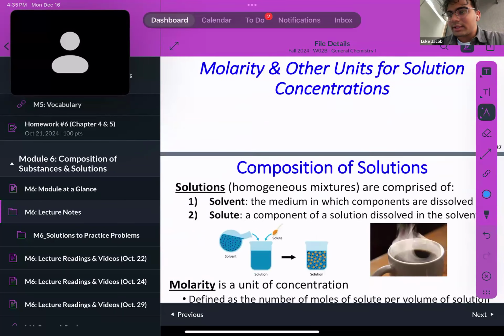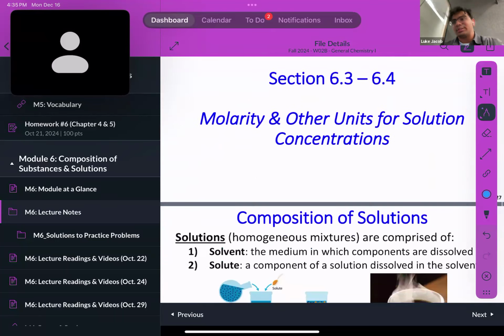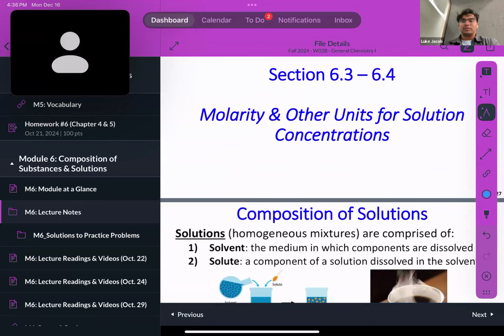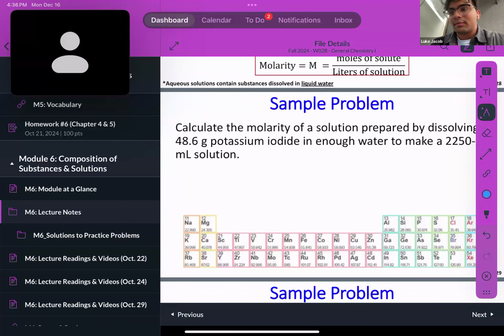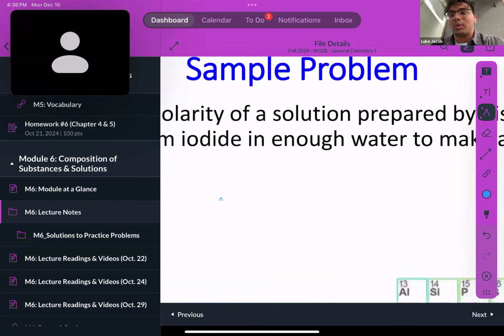Okay, if not, then I'll move on to the molarity and units of solution. As you know from the last test, a lot of times there is going to be stuff with molarity. Molarity represents the amount of moles of something per 1 liter of that solution. So calculating molarity, it would be something like moles over liters, right?